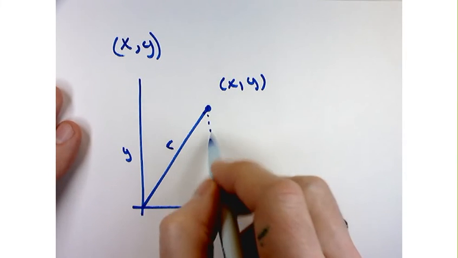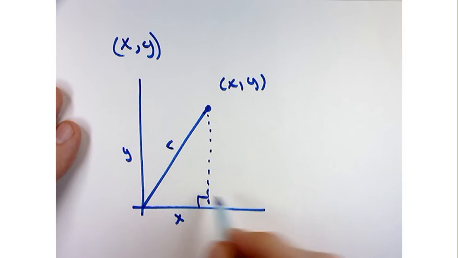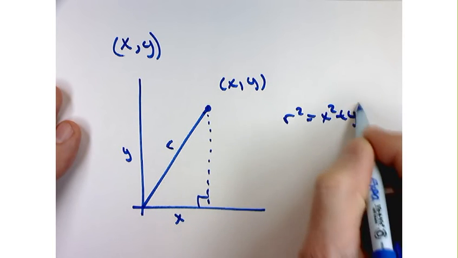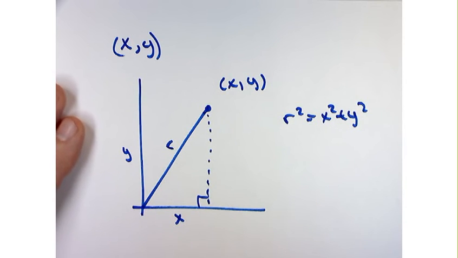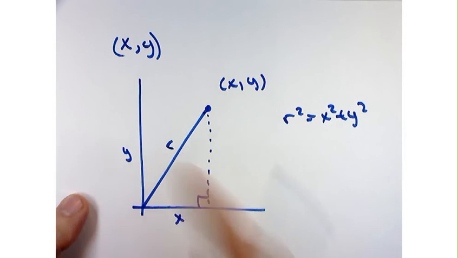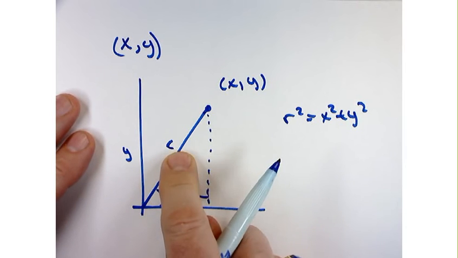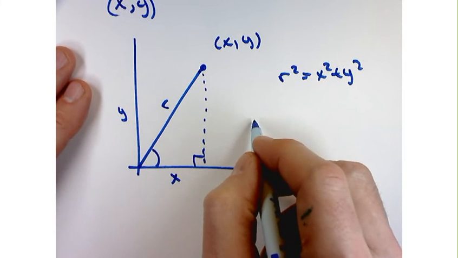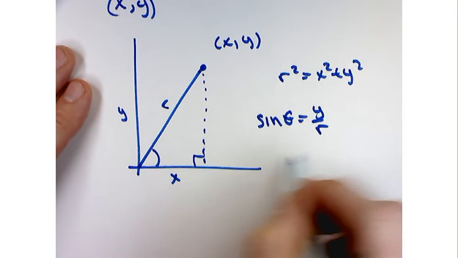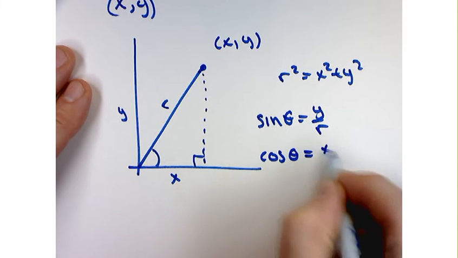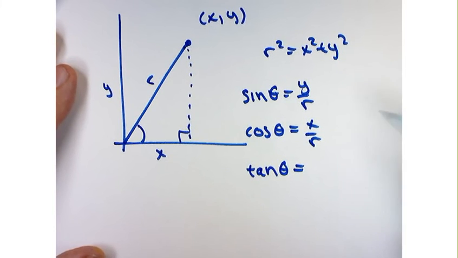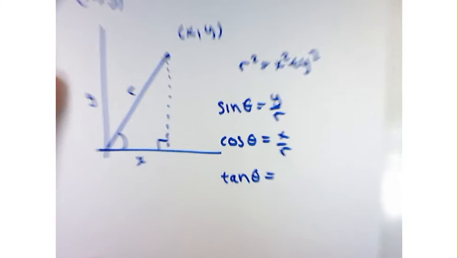Now the way you calculate r is just the Pythagorean theorem. This is a right triangle. So r squared equals x squared plus y squared. And then sine, cosine, and tangent are all going to be defined again. It's just that now you have to deal with this r. So sine of theta is going to be y over r. Cosine of theta is going to be x over r. And the rest of them kind of follow from this.